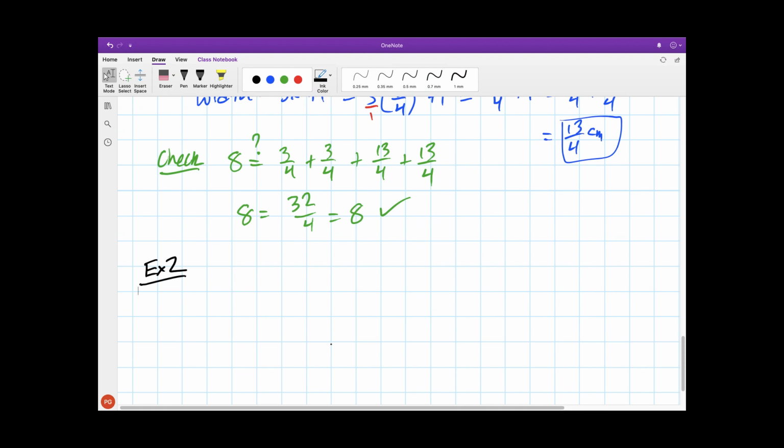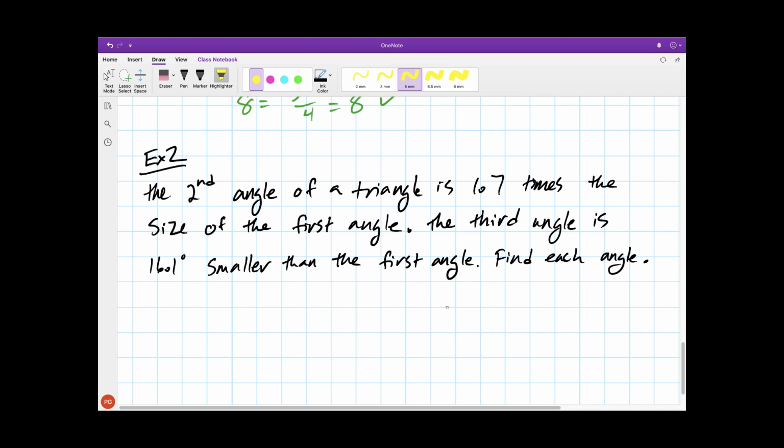Our second example is going to involve a different shape. It's going to involve triangles. So here's our second question, all about triangles. Let's highlight some important information. So we're told one angle is 1.7 times larger than another one, and that a third angle is 16.1 degrees smaller than one of our angles from before, and we want to find each angle.